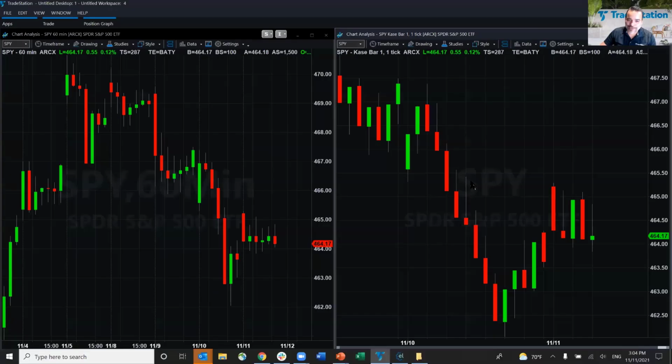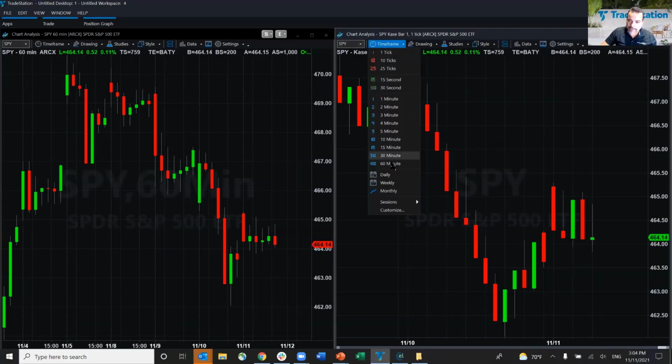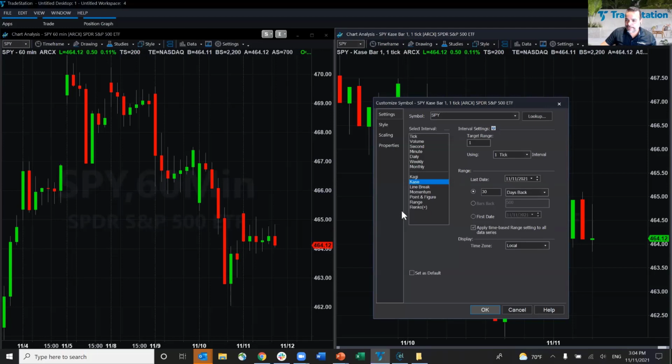So here, let's go to TradeStation and turn this into a line break chart. Time frame, customize. This is the line break. In a line break, you have to specify how many lines to break. The word line here refers to the actual box or the actual bar. So 3 line breaks means that I have to break the prior 3 lines, or the prior 3 boxes.